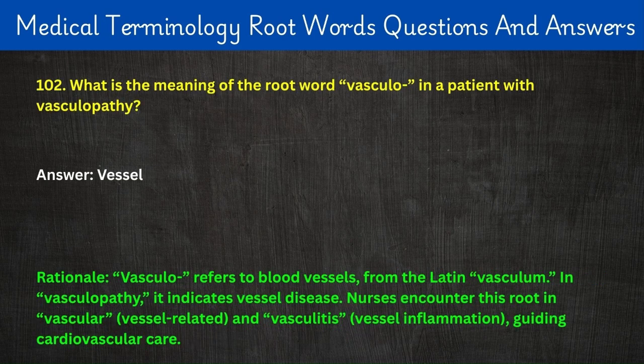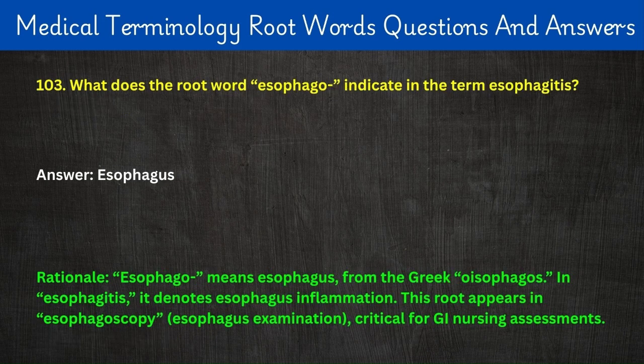102. What is the meaning of the root word vasculo- in a patient with vasculopathy? Answer: vessel. Rationale: vasculo- refers to blood vessels, from the Latin vasculum. In vasculopathy, it indicates vessel disease. Nurses encounter this root in vascular, vessel-related, and vasculitis, vessel inflammation, guiding cardiovascular care.